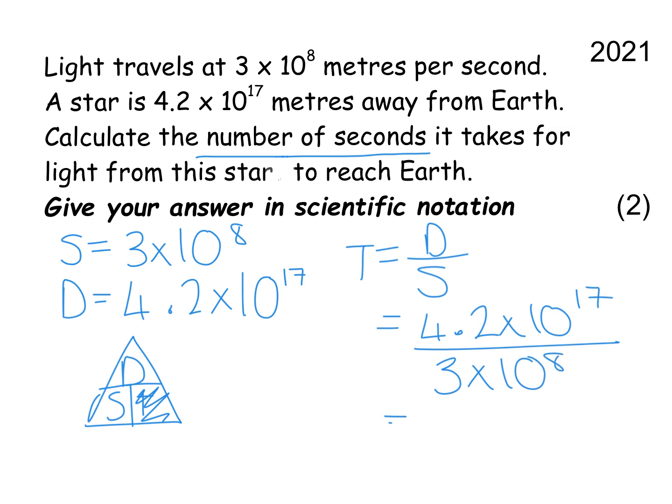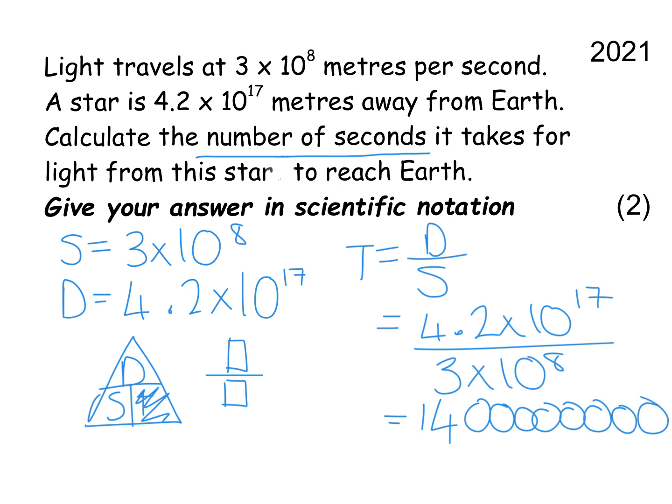My distance is 4.2 times 10 to the 17 divided by 3 times 10 to the 8. There's two options on how to type this into a calculator. If your calculator has the fraction button, you can just type it in as it appears. Or you could just put a divide sign in the middle. The way I'm going to type it in is 4.2, the button, 17, divided by 3, the button, 8. And it gives me 14 with 8 zeros: 1, 2, 3, 4, 5, 6, 7, 8 zeros.